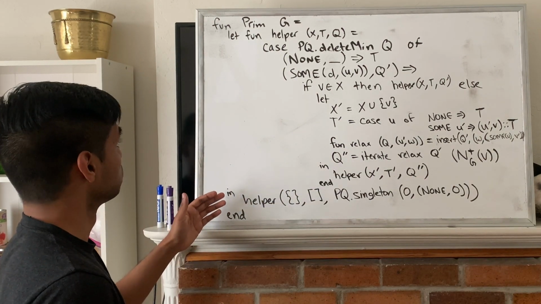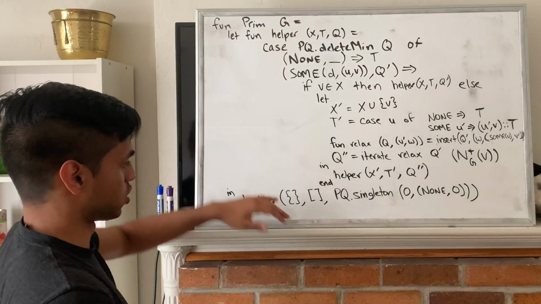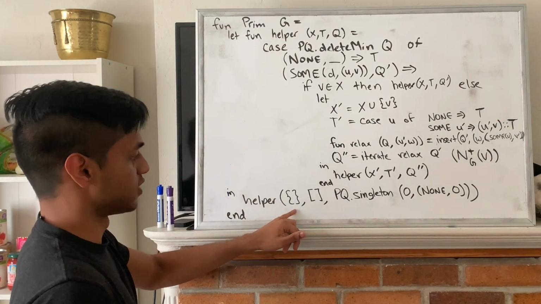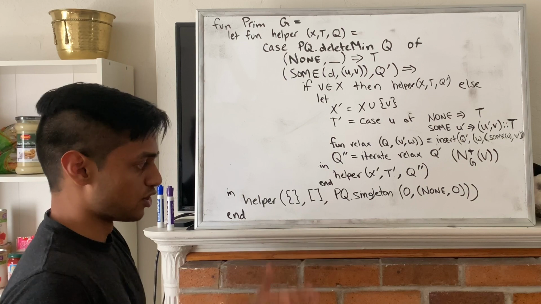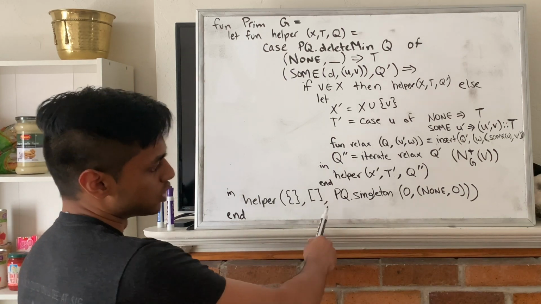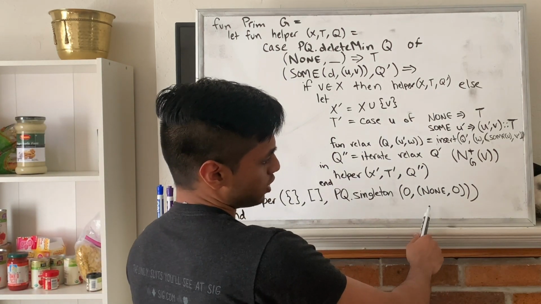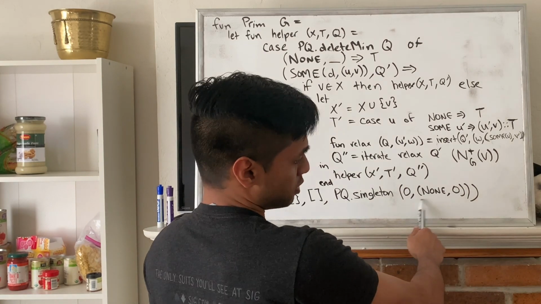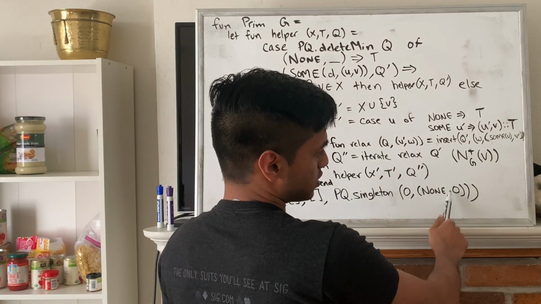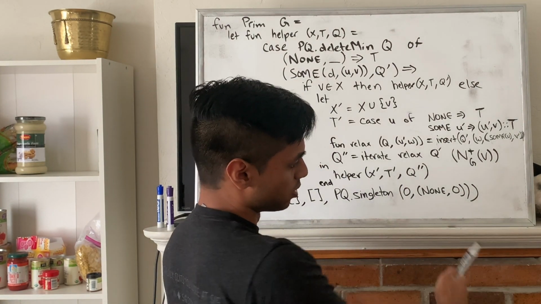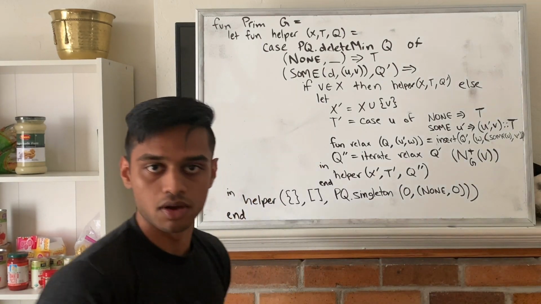And when we first call our helper function, we're just going to call it on the empty set for the visited, because we haven't seen anything yet. Our initial MST is going to be empty, and we're going to initialize this with just the root. So there is no edge that takes us to the root, and that's why we use the none notation over here. But we're going to assume that the graph is enumerable, and that this is the root, which is 0.